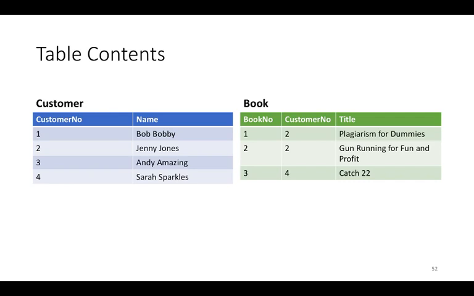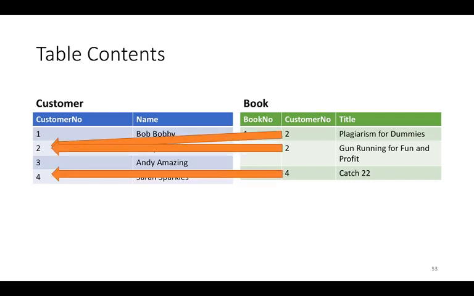So in this case, the first 2 books, Plagiarism for Dummies and Gun Running for Fun and Profit, which is a real book, by the way, are owned by Jenny, and Catch-22 is owned by customer 4, Sarah Sparkle. So there we go, that's our data. It's referentially correct. All of the books have owners. Some owners have no books. Some customers have more books. Here it is in pictorial form in case you hadn't followed along.